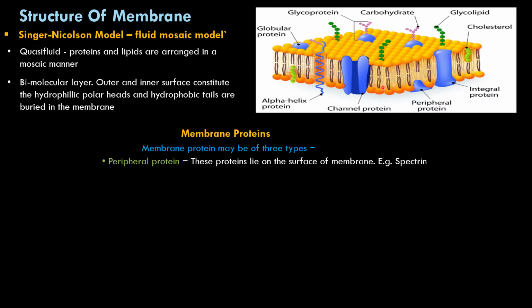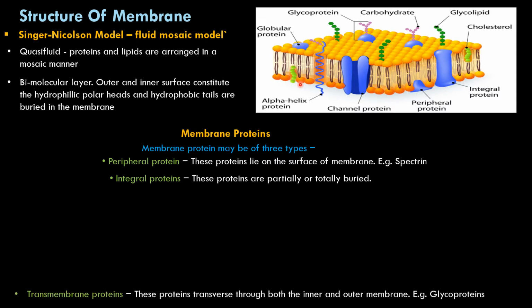The first is the peripheral protein. They are present superficially on the outer and inner surface of the membrane and are very easy to remove by mild simple treatment. One of the examples is pectin. Next is the integral proteins, and this type of protein penetrates the membrane surface and bimolecular layer partially or wholly.